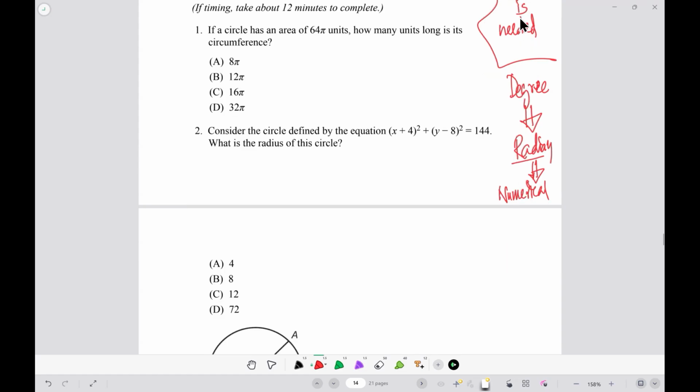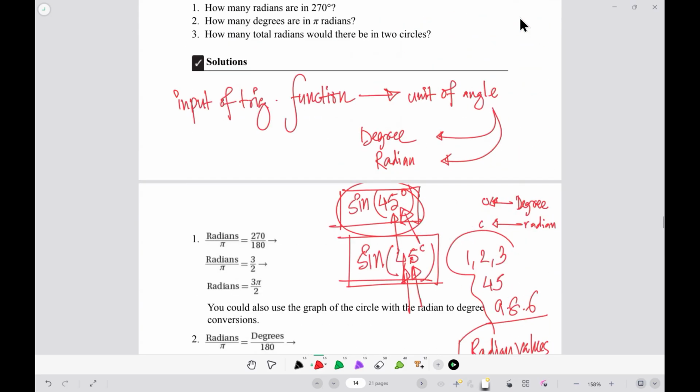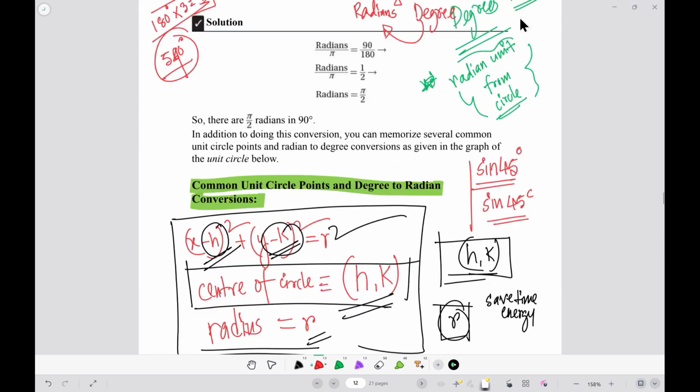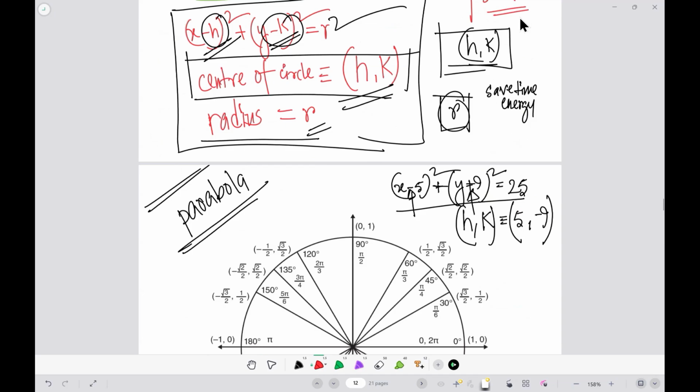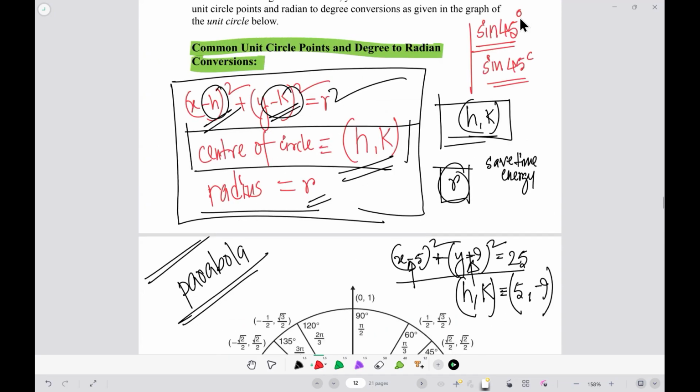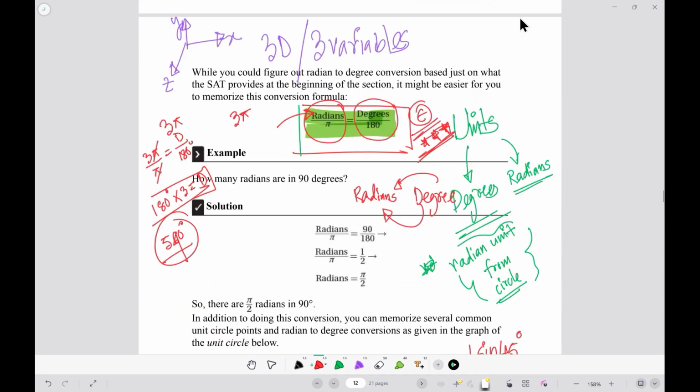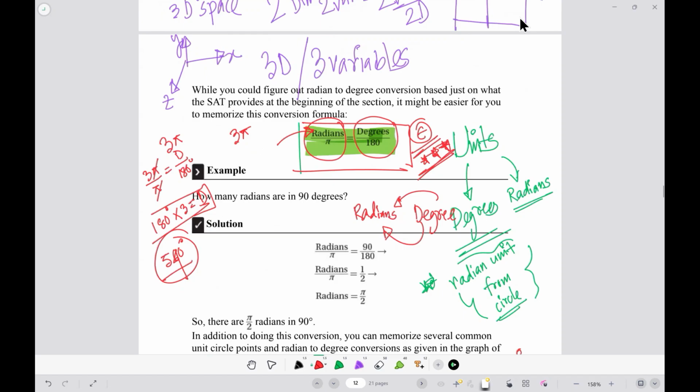Do you understand? At least if you don't understand, you can just take it inside your head what I'm talking about: there are two types of units for angle. We have degrees and we have radians.